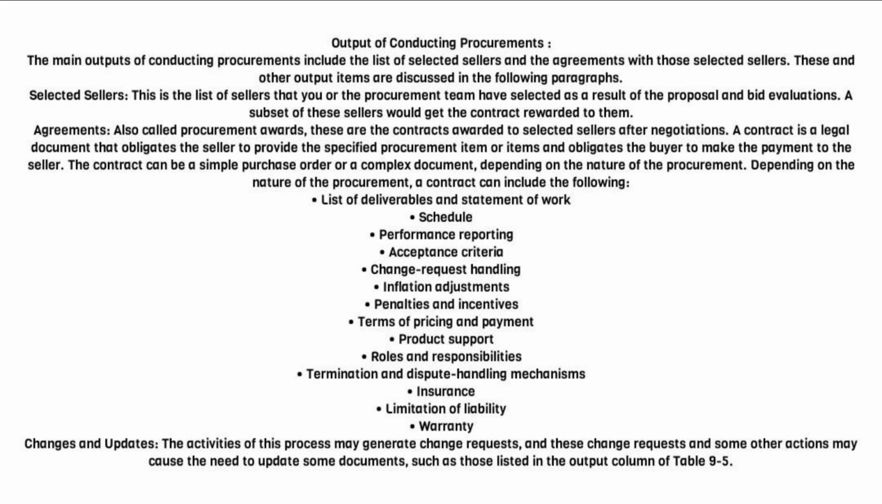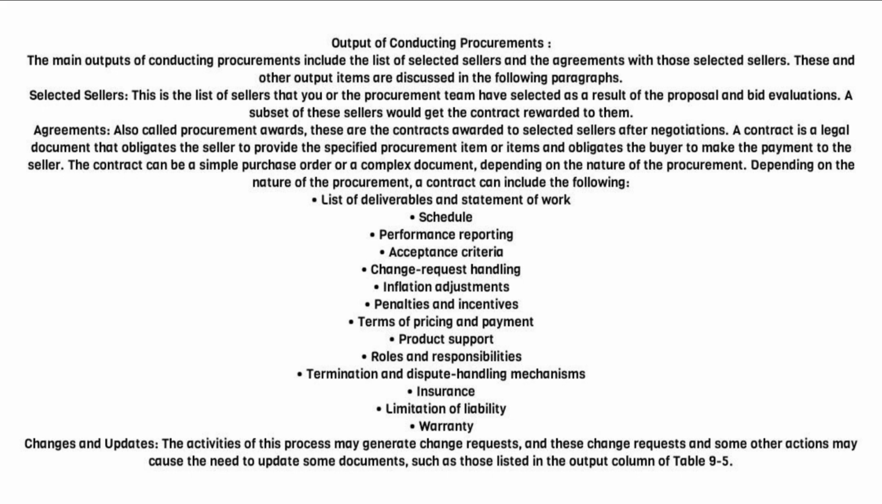Selected sellers. This is the list of sellers that you or the procurement team have selected as a result of the proposal and bid evaluations. A subset of these sellers would get the contract awarded to them. Agreements, also called procurement awards, are the contracts awarded to selected sellers after negotiations. A contract is a legal document that obligates the seller to provide the specified procurement item or items and obligates the buyer to make the payment to the seller.